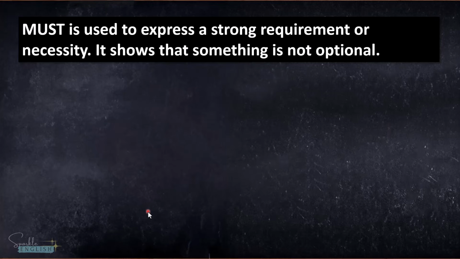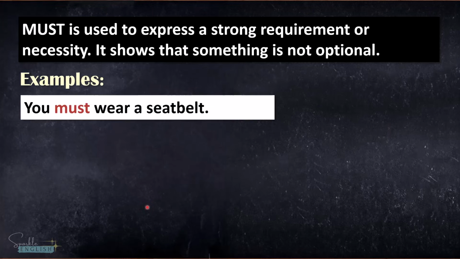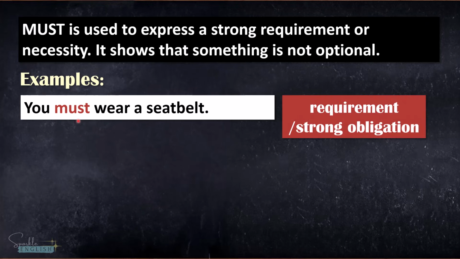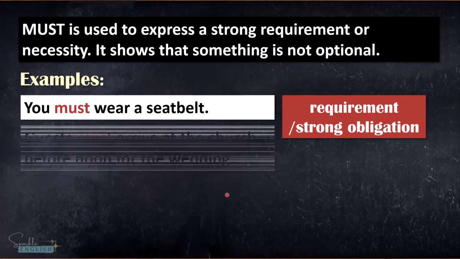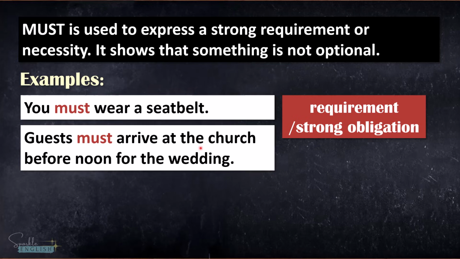Now let's go on to must. And must is used to express a strong requirement or necessity. It shows that something is not optional. For example, you must wear a seatbelt. This is an obligation, and must is used to express that it's a requirement. It's not optional. Here's another example. Guests must arrive at the church before noon for the wedding.